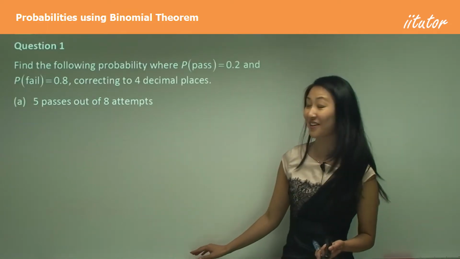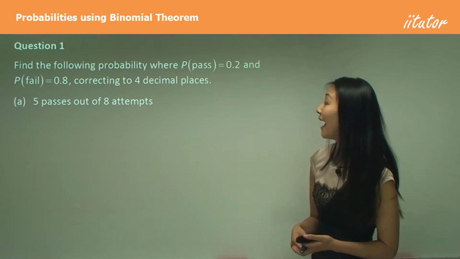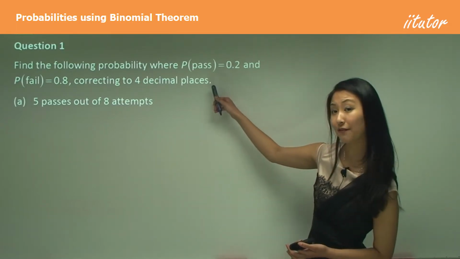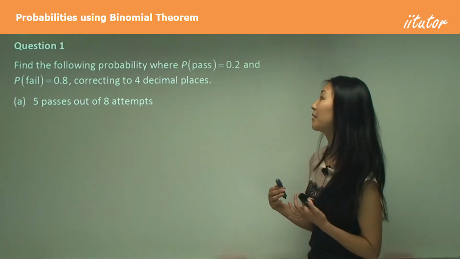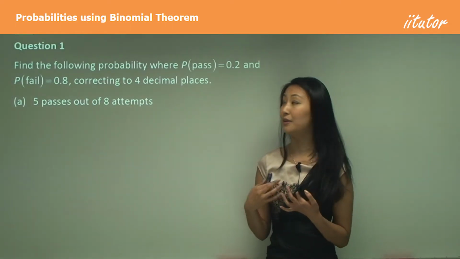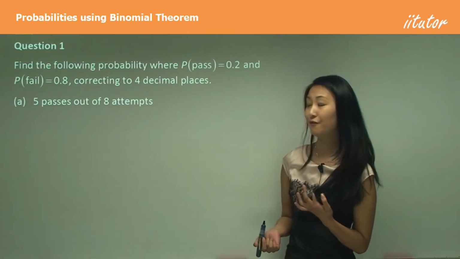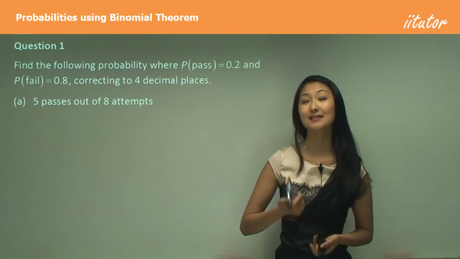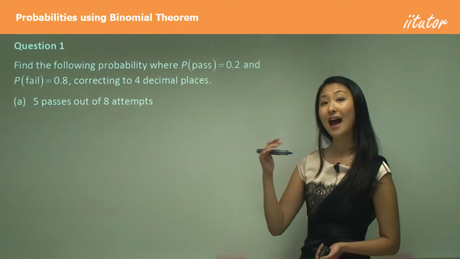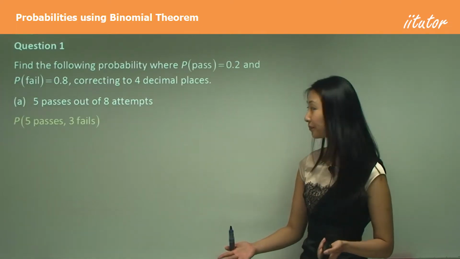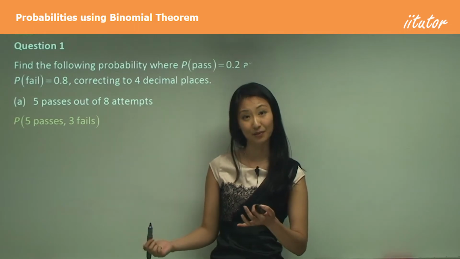So let's have a look at question 1 here. So we find the probability where p, the probability for pass, is 0.2 and the probability for fail is 0.8. And we want to find the probability for the following, correcting to 4 DPs. So firstly, when there's 5 passes out of 8. Now, if there's 5 passes, how many fails are there going to be? Good, exactly, 3 fails, because they have to add together to the 8 attempts, right?